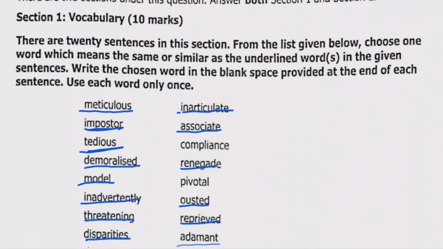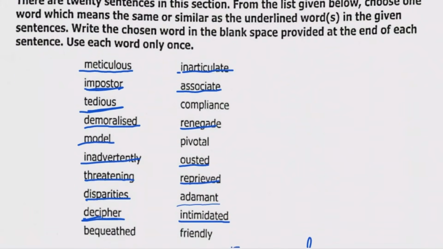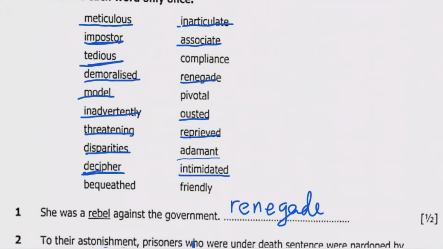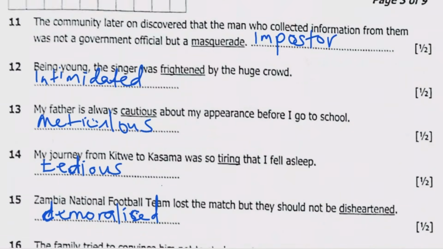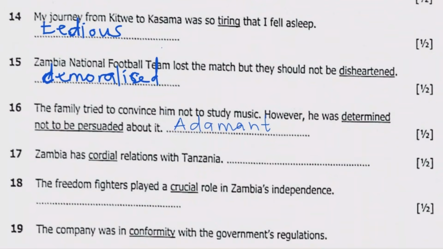I'm just going to focus on the words that are not used. Here is the word. Cordial relationship is a friendly relationship, a relationship that has no troubles. So to have a cordial relationship is to be in good relation. That is friendly. So the word cordial means friendly.